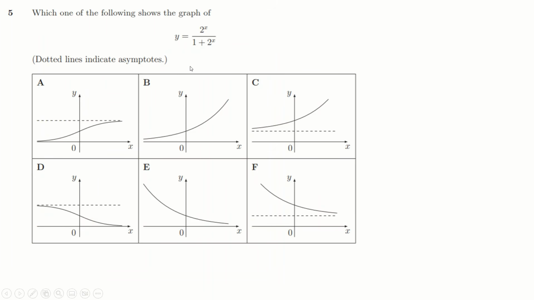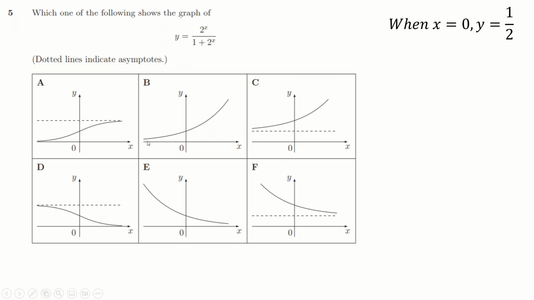5, when you're doing these graphs questions, always think about the intercepts first. So what about the y-intercept of this thing here? Well, the y-intercept happens when x is 0, obviously, so let's put in x is 0. 2 to the power 0 is 1, plus 1 plus 2 to the power 0 is 2, so this is 1 over 2. Now, all of the graphs could do that, so on the face of it, that doesn't help so much. But it does help when you next consider what happens when x is really, really big.